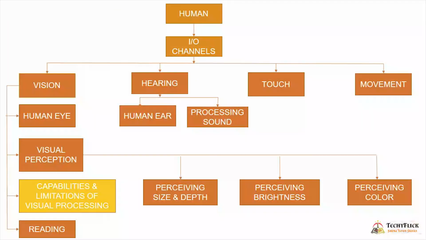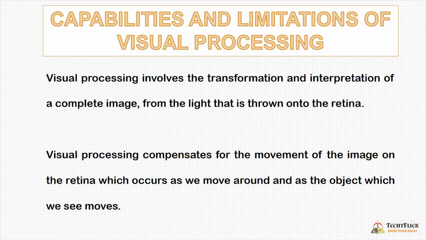The next is capabilities and limitations of visual processing. Visual processing involves the transformation and interpretation of a complete image from the light that is thrown onto the retina. Visual processing compensates for the movement of the image on the retina, which occurs as we move around or as the object which we see moves.